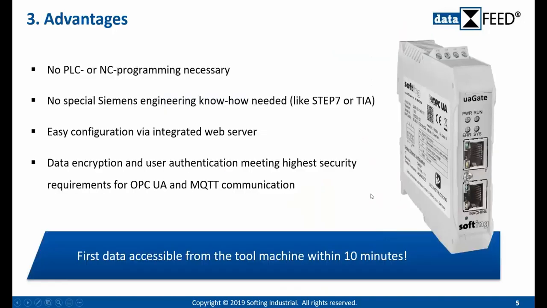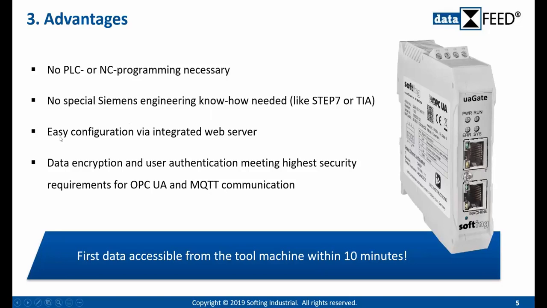What are the advantages? The best thing is that you don't need coding, no programming on the PLC or NC side, and you also don't need special Siemens engineering know-how. So if STEP 7 or TIA does not ring any bells, it doesn't matter. You just have to configure the gateway and that's it. So no change on the SINUMERIK side.